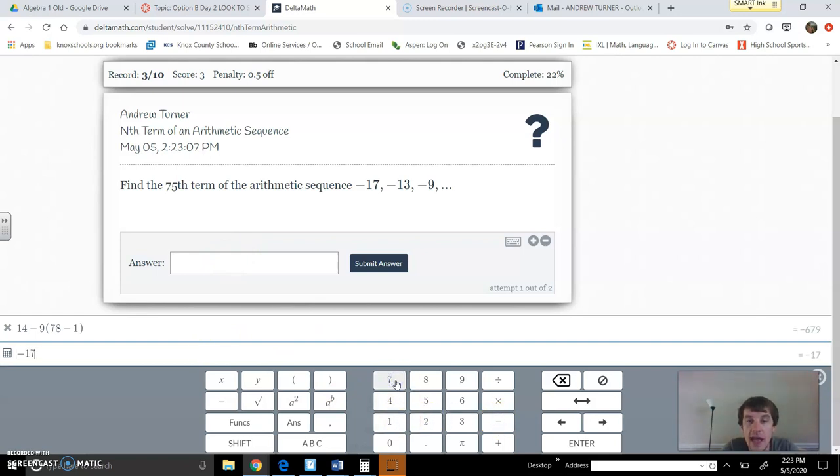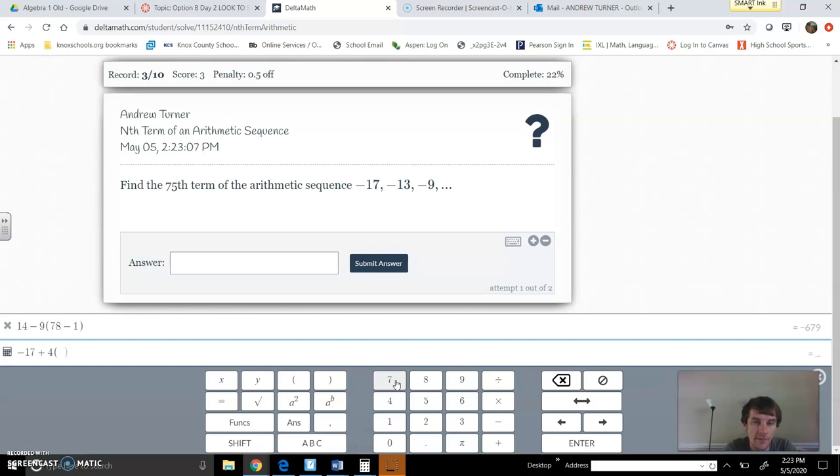It looks like you're adding 4: negative 17, negative 13, negative 9, you're going towards 0. So we want to add 4. And then they want the 75th number. And you want to subtract 1 in the formula because you start at negative 17, you add 4 once to get to negative 13, but that's the second number.